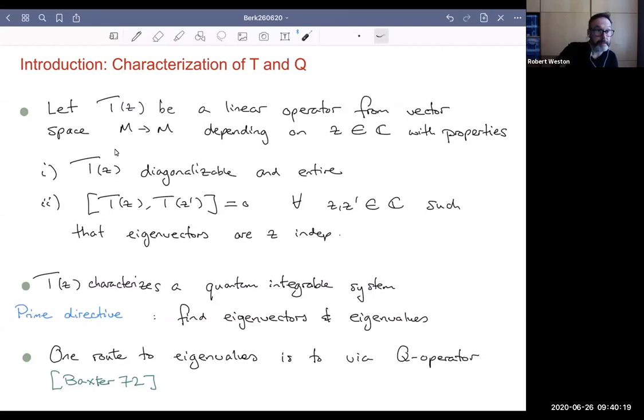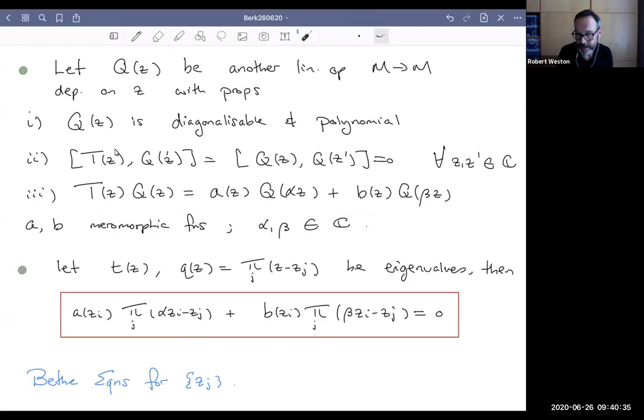And so Baxter couldn't use this standard technique. So he ingeniously introduced this new auxiliary operator that is conventionally called Q. Okay. So what are the properties of Q? Well, Q is another linear operator that depends upon Z. And first of all, it's diagonalizable and it's polynomial. Okay, so these are the general properties of Q.